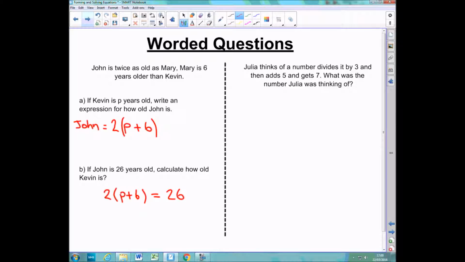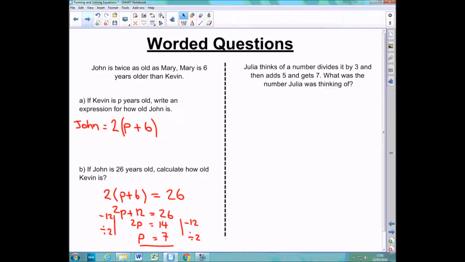I'm going to quickly solve this. This is an equation with brackets, so I need to expand the brackets first. I get 2p plus 12 equals 26. Put my 2 lines down. Minus 12 to both sides. I end up with 2p on the left and 14 on the right. Divide by 2. I get 1p on the left equals 7. So P, which is Kevin's age, is 7.